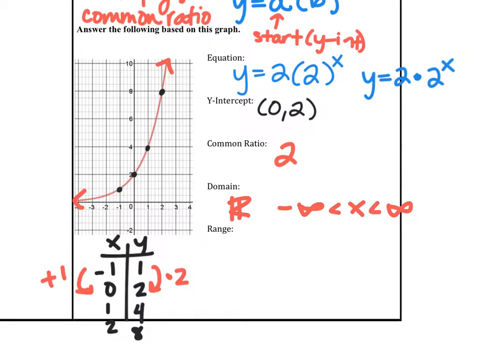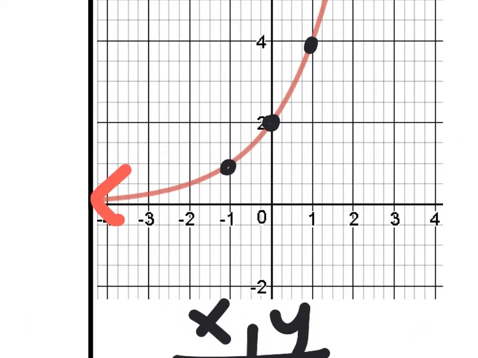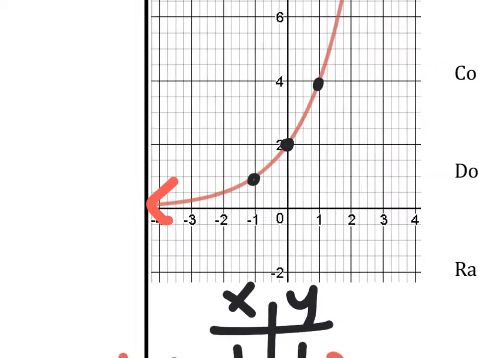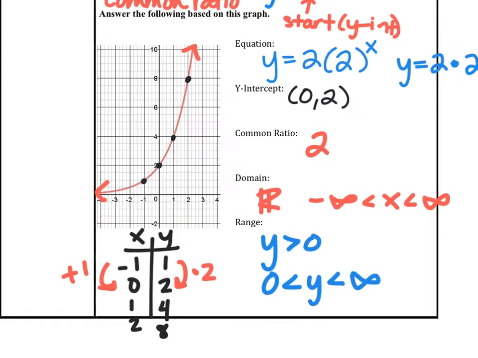Now my range is a little bit different because my range is up and down. I go to infinity upwards, but going down, I stop at 0. So I have to say that y values are greater than 0. Another way you could say it is that 0 is less than y is less than infinity. It's less than because it actually will never touch that line, because you just keep dividing by half, and 0 is not achieved by dividing by a half, going left at any point.